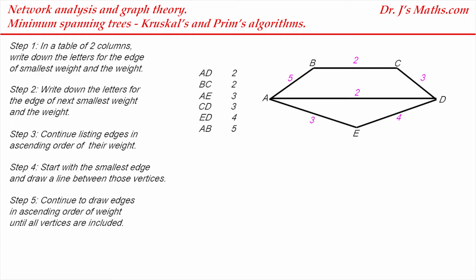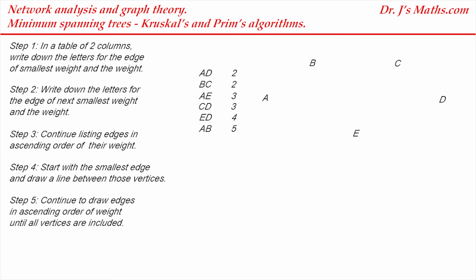My table is now complete, so I'll get rid of the edges and I'll get rid of the weights so that we've just got the vertices showing. Now AD is my minimum edge weight, so therefore I'm going to join AD. BC is also like that, I'll join BC. AE is the next one, so I'll join that. CD is the next one, I'll join that.